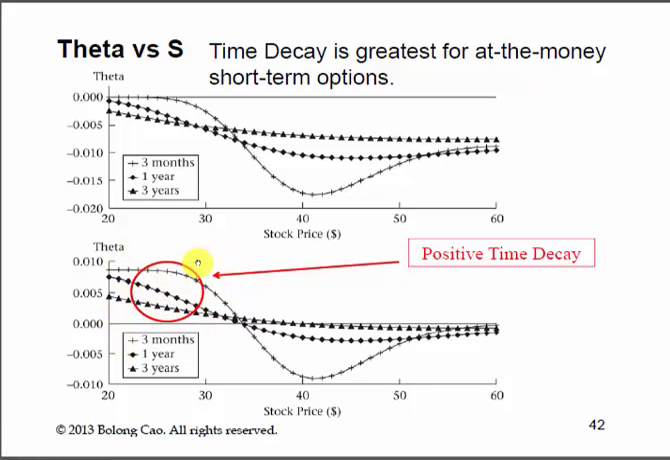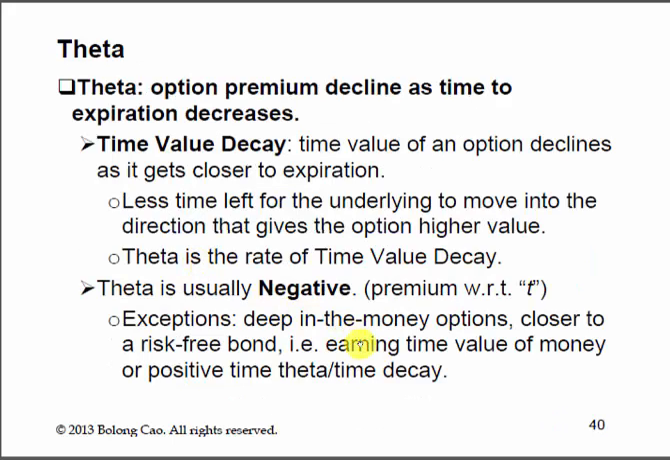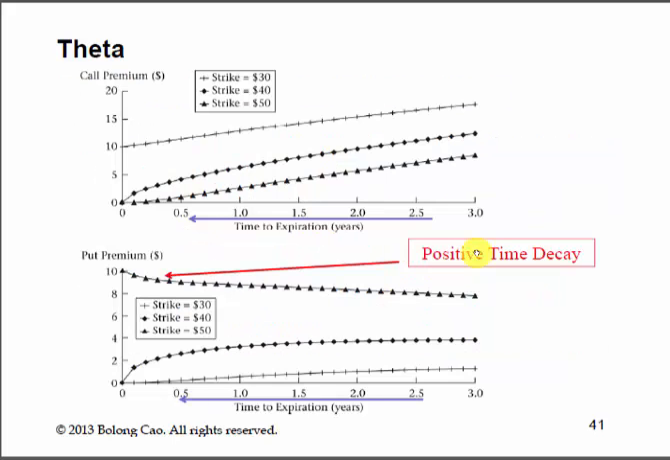Theta is positive. It's because it can earn the time value of money just like a risk-free bond, because the option is deep in the money. So there's this one exception for positive time decay, but most of the time, the time decay is actually a decay, meaning theta is negative.